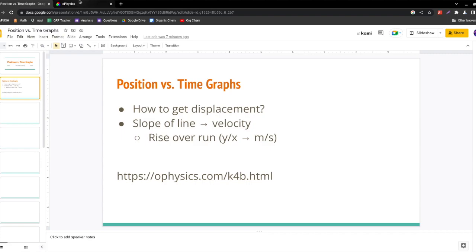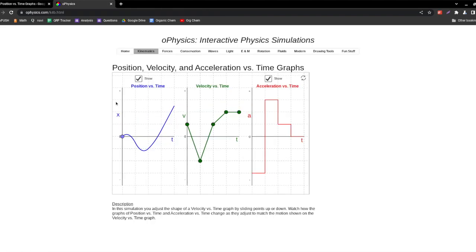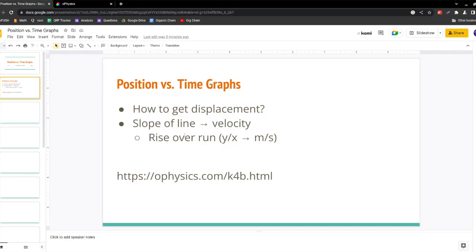Okay, I forgot to explain what position versus time graphs were. So basically, in position versus time graphs, we have time on the x-axis and position on the y-axis. And that's just about it. So how do we get information from this graph? There are two things that we can get. We can get displacement and we can get velocity.